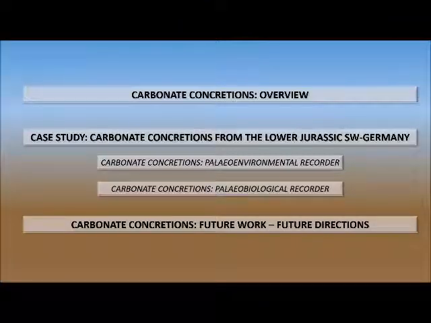I'm going to give you an overview of carbonate concretion and then present a couple of case studies. One about paleo-environmental recorder. Can we record paleo-environmentals with carbonate concretion? And do carbonate concretion also preserve some paleobiological signal? And finally, I'm going to try to open up and discuss a bit with you about future work and future direction for the research on carbonate concretion.